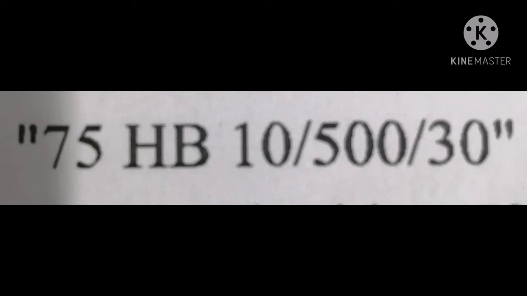Here we can see that the Brinell hardness number is displayed as 75 HB 10/500/30. That means a Brinell hardness of 75 was obtained, the 10 means we used a 10 mm diameter hardened steel ball, 500 means we applied a load of 500 kg, and 30 means for a period of 30 seconds. Altogether, it means a Brinell hardness of 75 was obtained using a 10 mm diameter hardened steel ball with a 500 kg load applied for a period of 30 seconds.